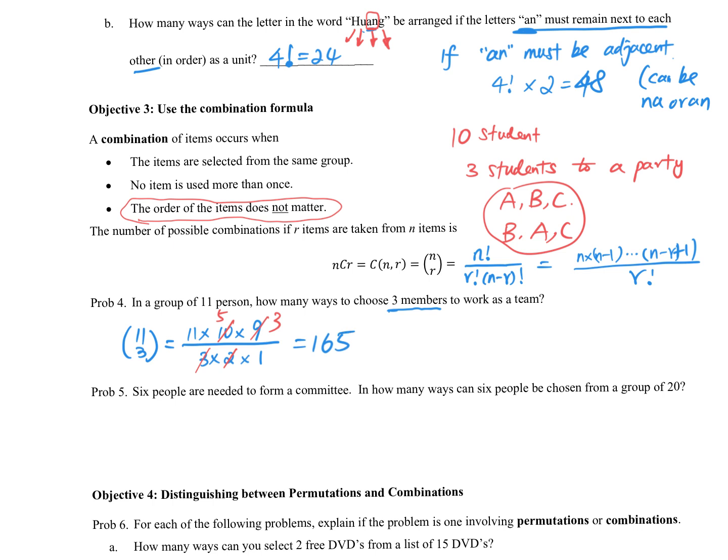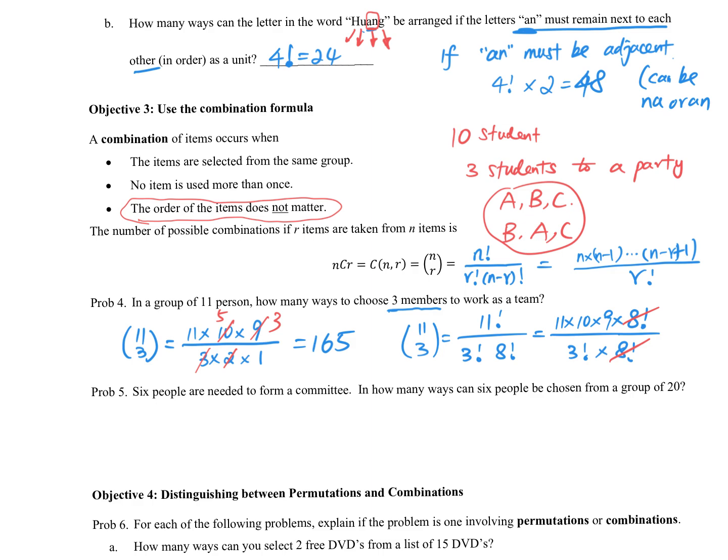Of course, if you use the other version, 11 choose 3, you have 11 factorial over 3 factorial times 8 factorial, and I would still expand 11 times 10 times 9 times 8 factorial, so that I can cancel the 8 factorial right there, right? Which is going to be the same as this result.